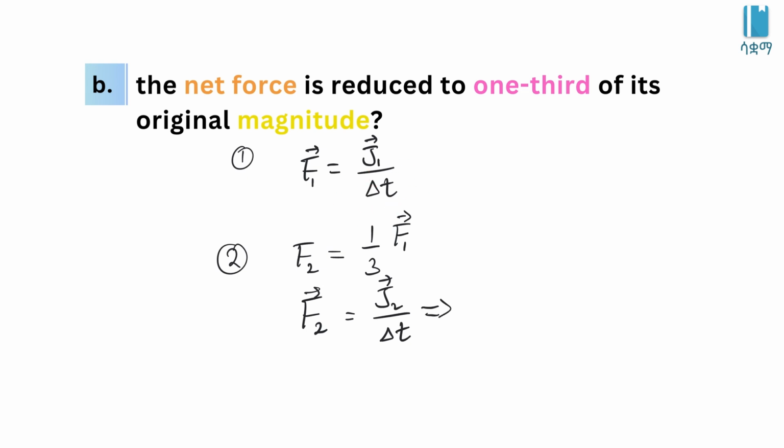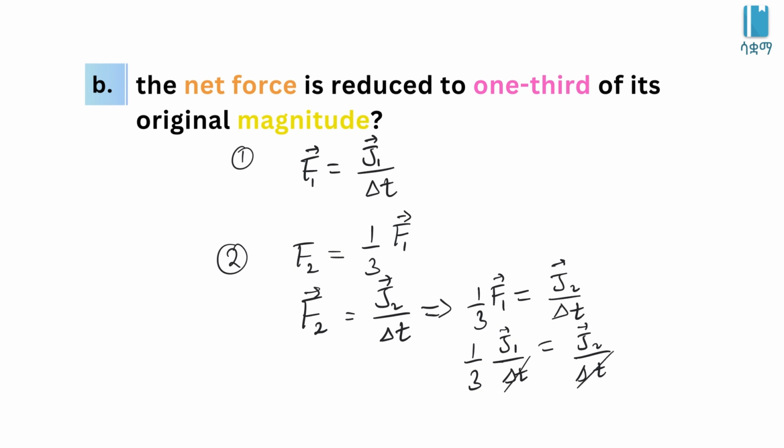So this implies now F2, ማለት 1/3 of F1 ነው, is equivalent to J2 divided by delta T. Now substitute እናደርጋለን, which is 1/3 of F1 ማለት J1 divided by delta T is equivalent to J2 divided by delta T. Cancel out here the term delta T by delta T. So ምን ይሰጣችኋል here? J2 ማለት 1/3 of J1. ስለዚህ ፎርሱ በአንድ ሶስተኛ ከቀነሰ ኢምፐልሱን በምን ያህል ይቀንሳል ማለት ነው?